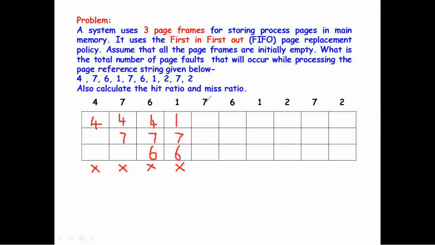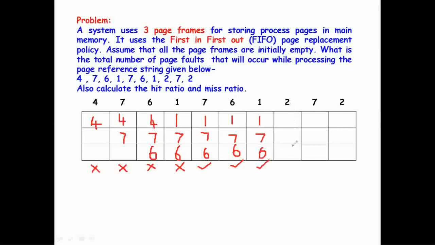Next, when 7 is referenced, 7 is available already, so a page fault will not occur. 6 is referenced, 6 is already available. Here also a page fault will not occur. 1 is referenced, 1 is available. So here also a page fault does not occur.